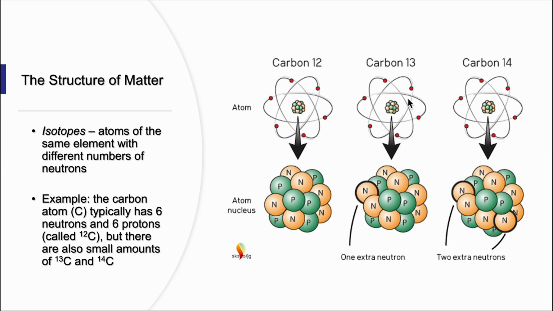They don't change. They don't break down radioactively. Carbon-14, on the other hand, has 2 neutrons more than carbon-12. This is a radiogenic or radioactive element. It does break down radioactively. And this gives us the ability to determine the age of things that are made up of carbon.